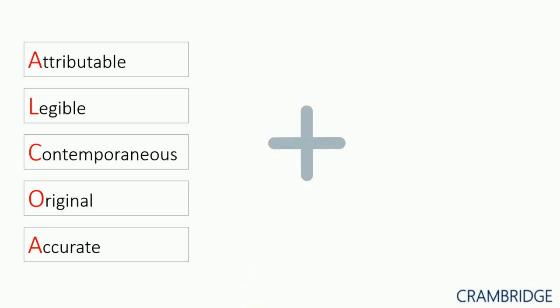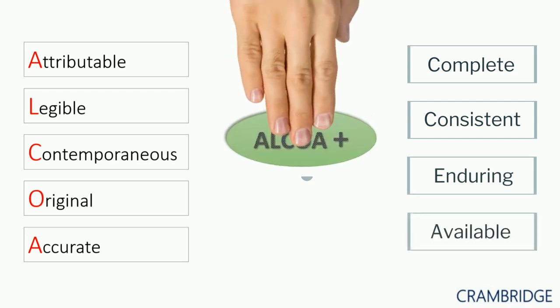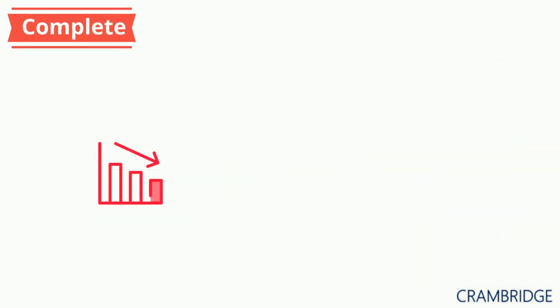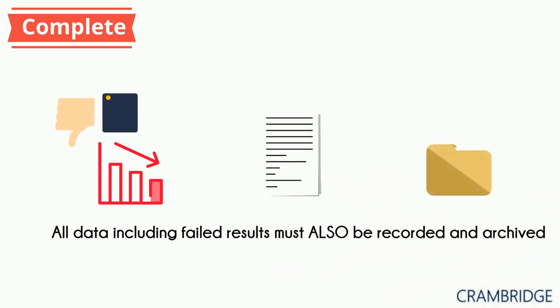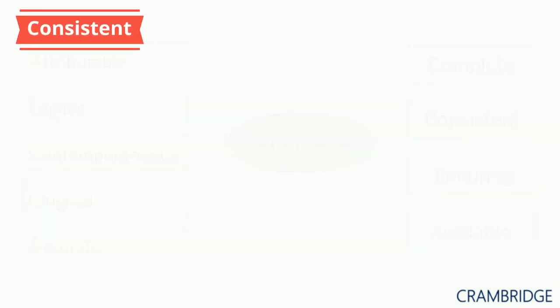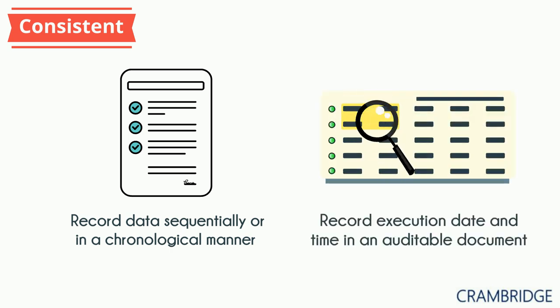In addition to ALCOA, data needs to be complete, consistent, enduring, and available. These 4 additional parameters make the plus in ALCOA Plus. For data to be complete, all data, including failed results, should be recorded and archived. For data to be consistent, it should be recorded in the expected sequence of execution. The date and time must be evident in an audit trail.